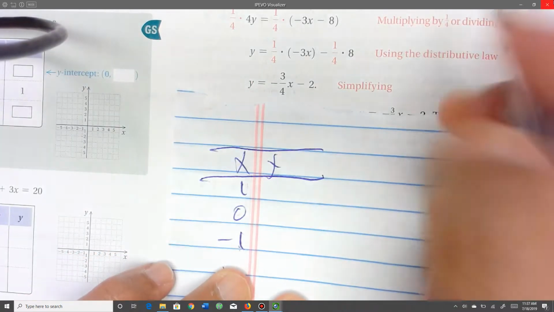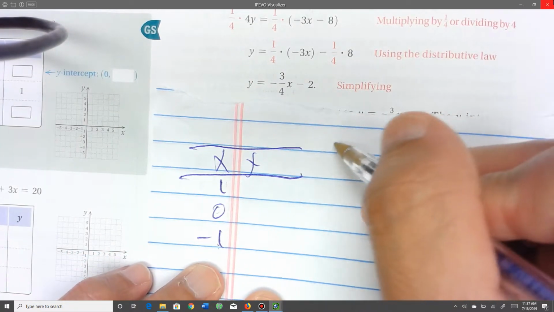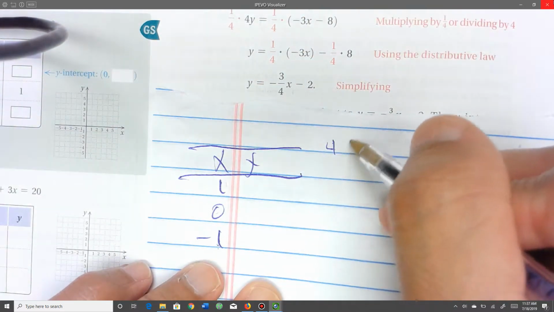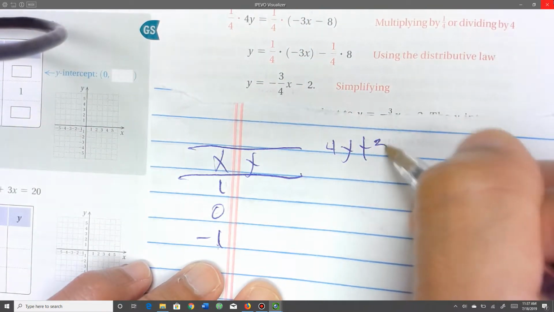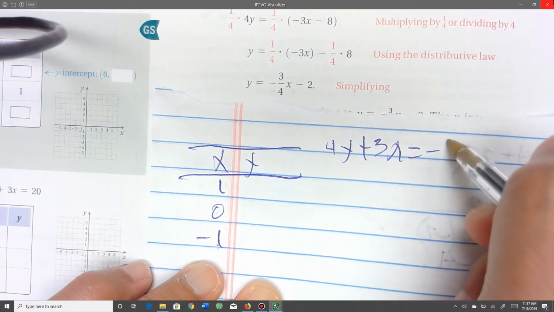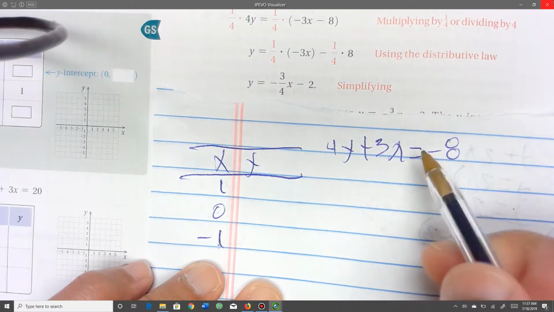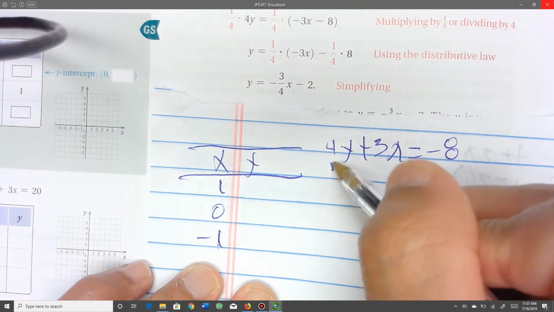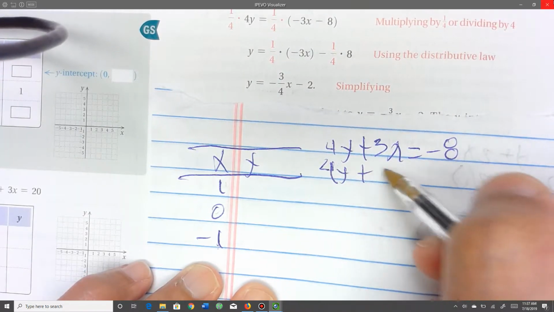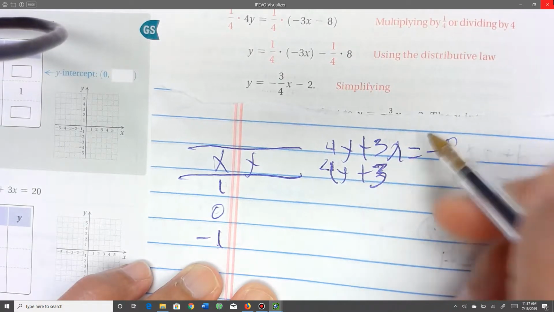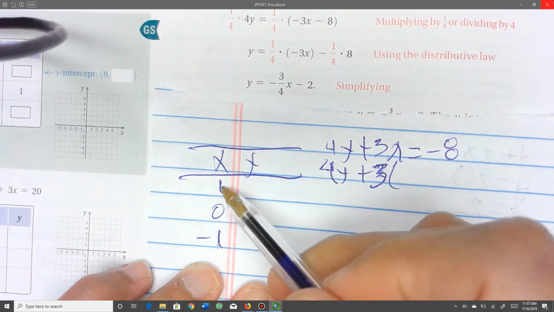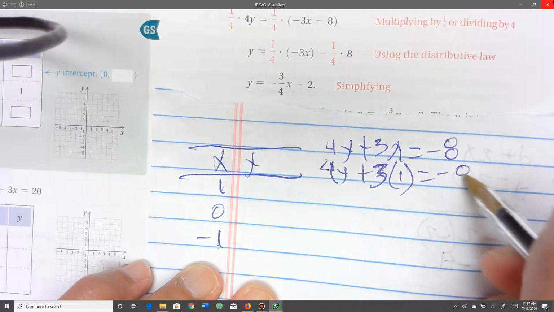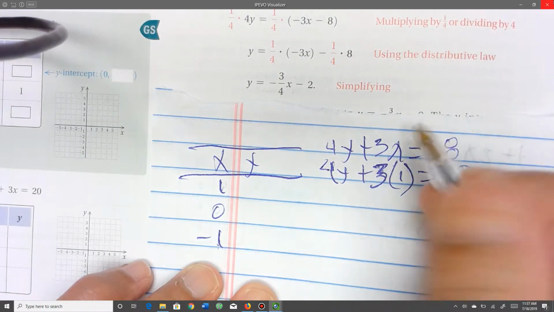Okay, so the equation is 4y plus 3x equals -8. I'm just writing it from up here. Then substitute x is 1. Okay, substitute that in there, and then solve.